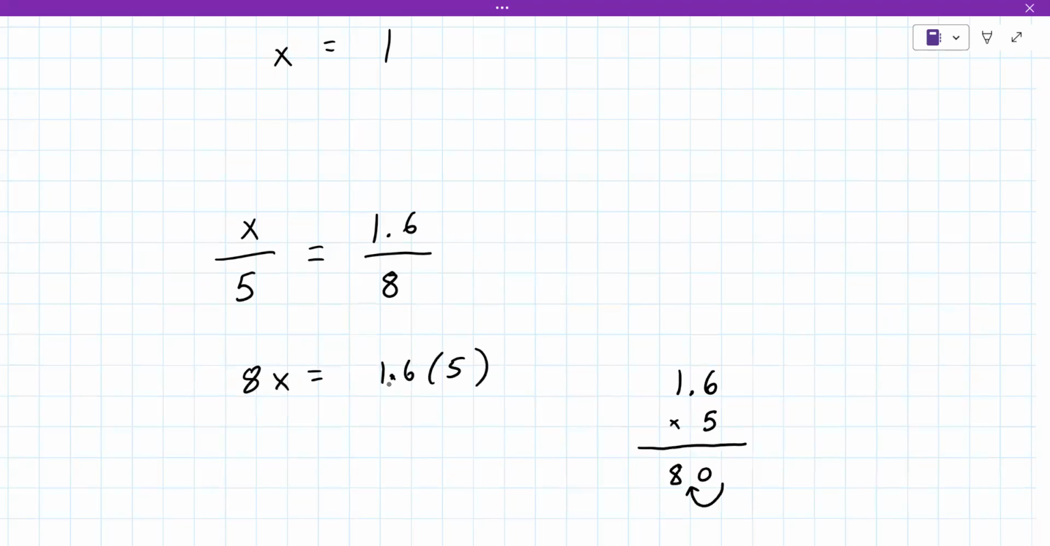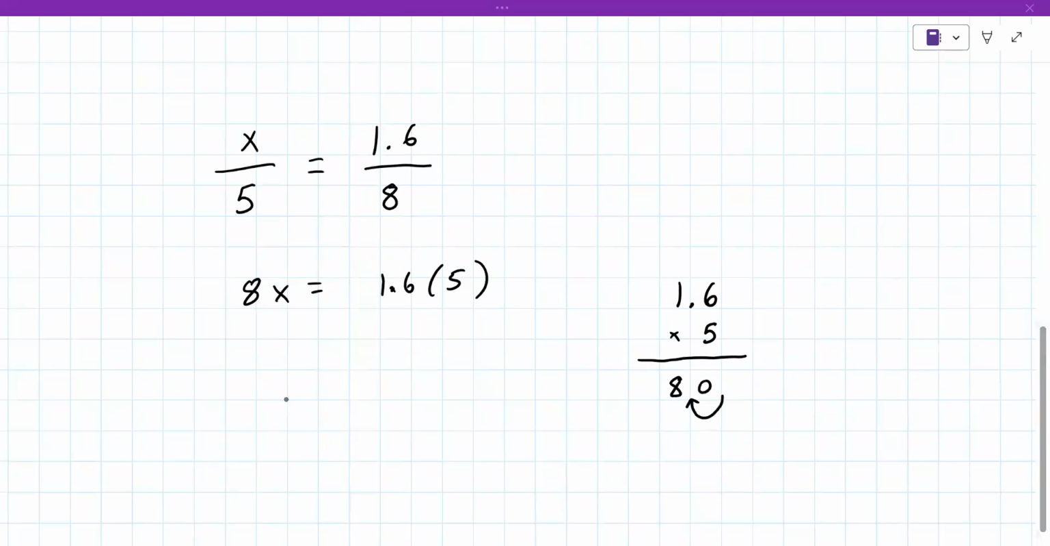Oh, okay, that's what I did. So 8. Would it be 8? It is 8, and then how do you go from there? Divide 8 by 8. 1. Good. So x equals 1. And then dividing decimals.